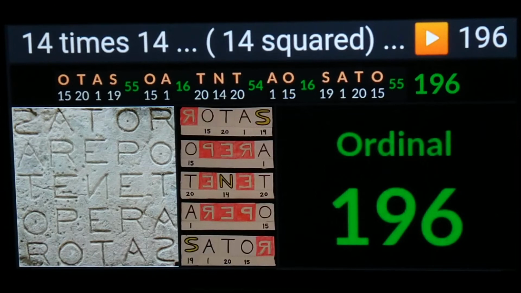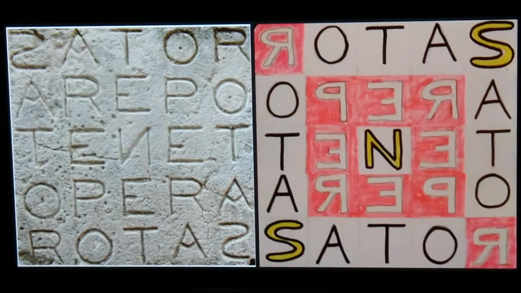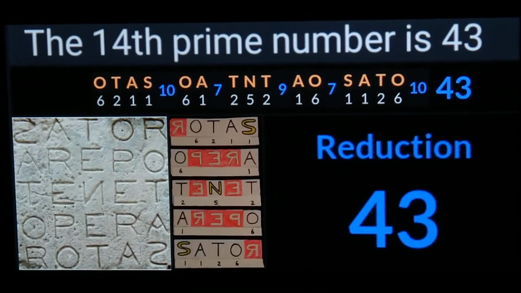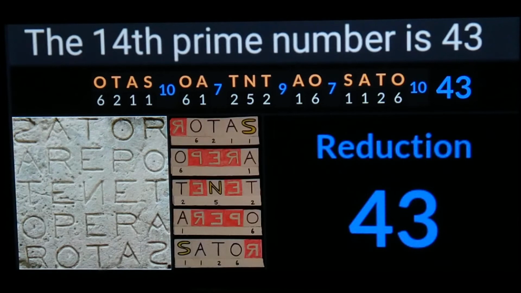Again, we're talking about this magic square, the Sator square, the rotas square. That 14 squared, the 196, we found in the simple English gematria cipher, the English ordinal. But if we use the full reduction cipher, might be just labeled reduced, something like that, spell out the same letters, leave out the ones that are facing backwards. Again, we're talking about the reflected image here. If you spell out those letters, it equals 43, which is the 14th prime number.